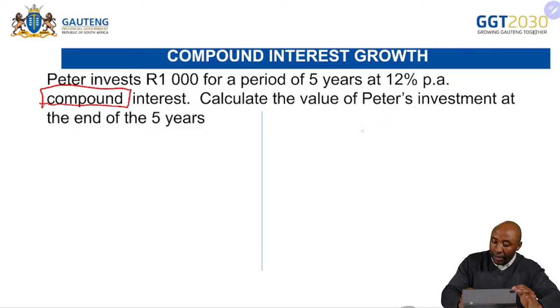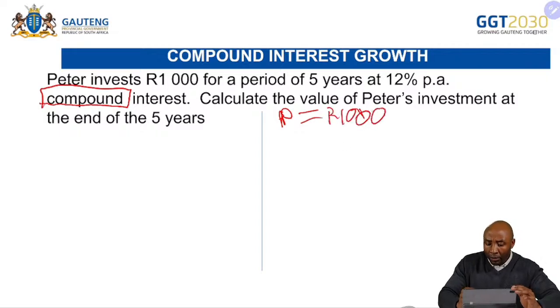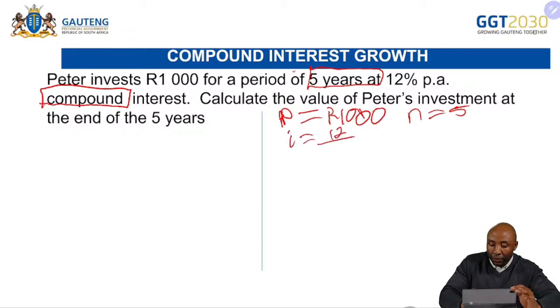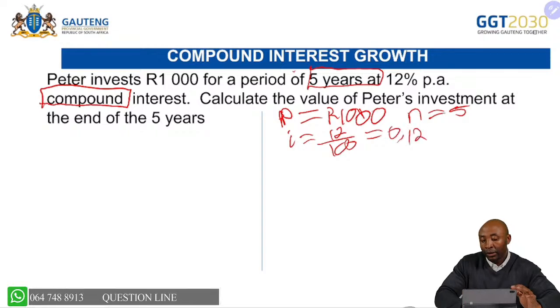We'll get our information. Our P is still 1,000 rand. Our period is 5 years, so that will be our N for this example. N will be equal to 5. Our i will be 12 over 100. Remember, we change this from a percentage, or if you are using your calculator, you can punch it as a percentage as it is, or substitute it as a fraction or as a decimal, 0.12.